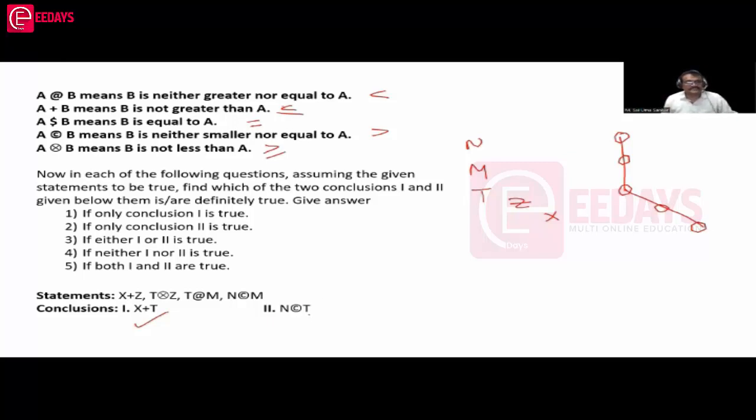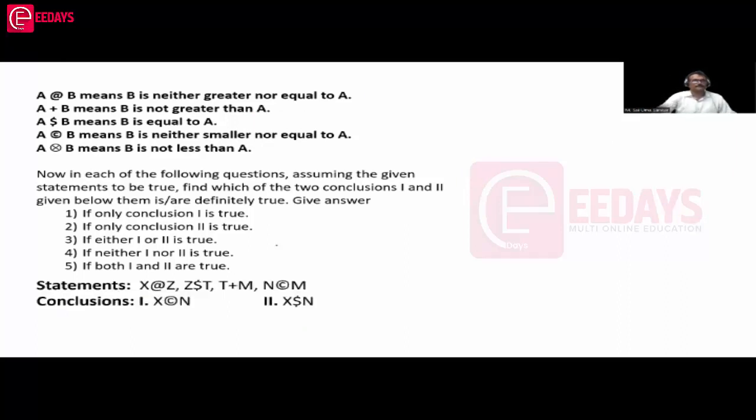Next, N at the rate T. N is greater than T. Yes, there are two vertical lines in between N and T. N is in the upper position and T is in the lower position. That means N is greater than T. So second conclusion is also valid. Then what happened? Both 1 and 2 are true. Right? It's a very simple one comparatively to the previous case, right? Now, go to the next one.